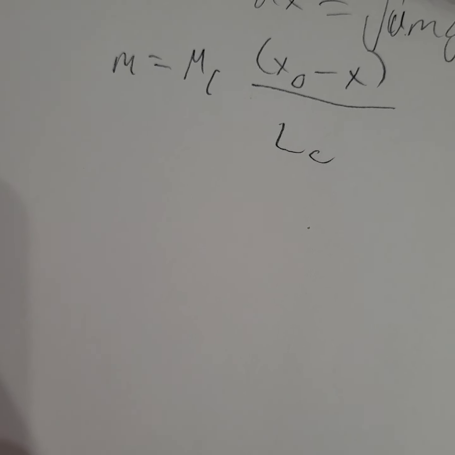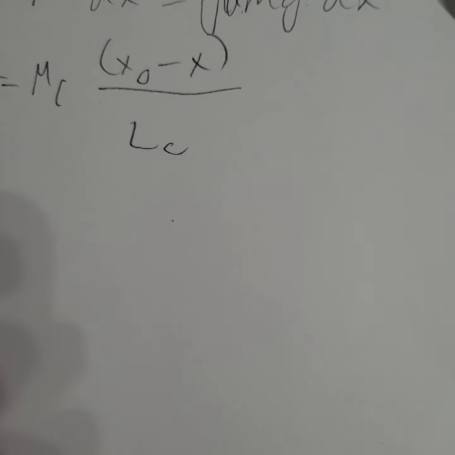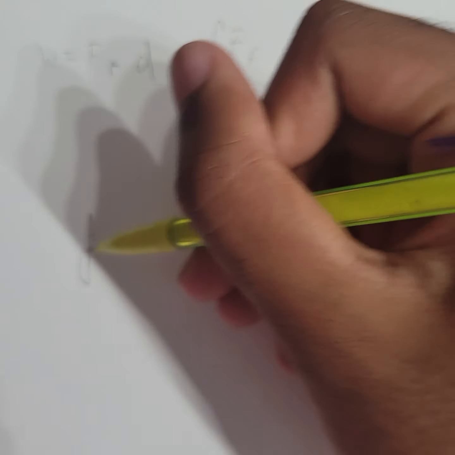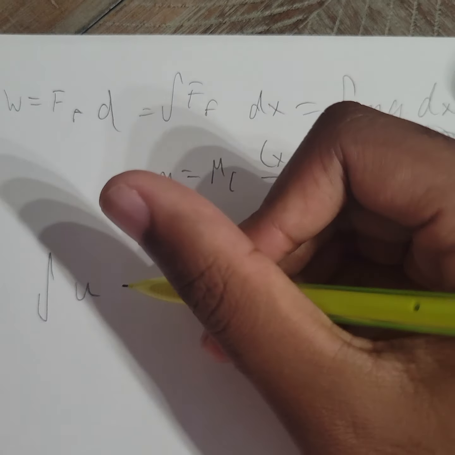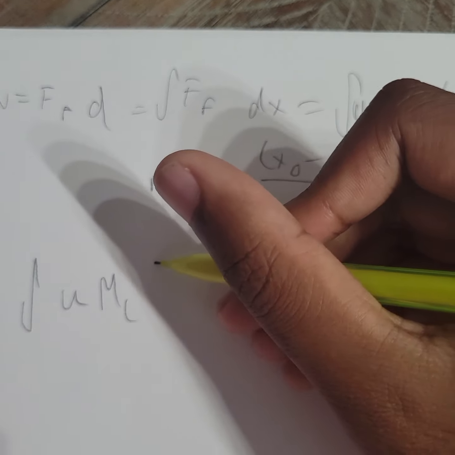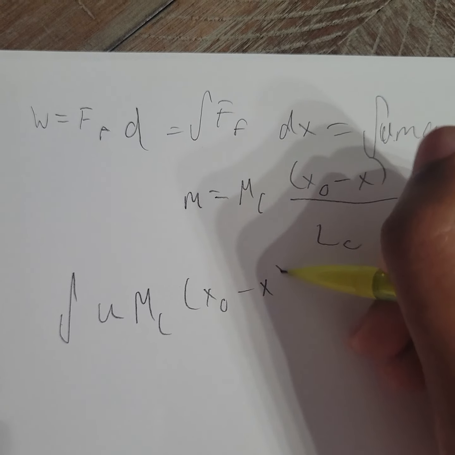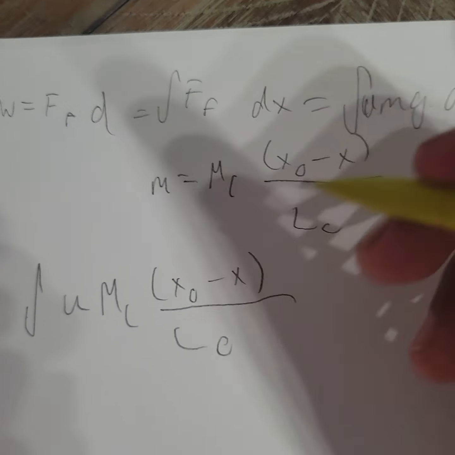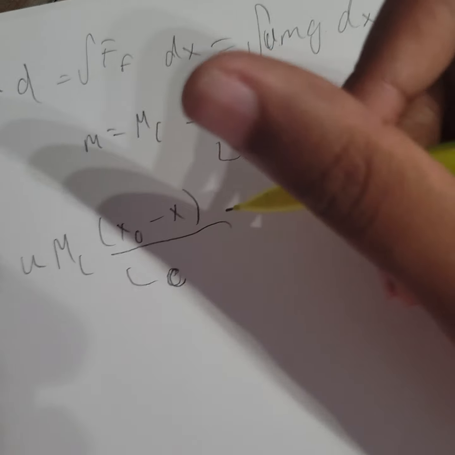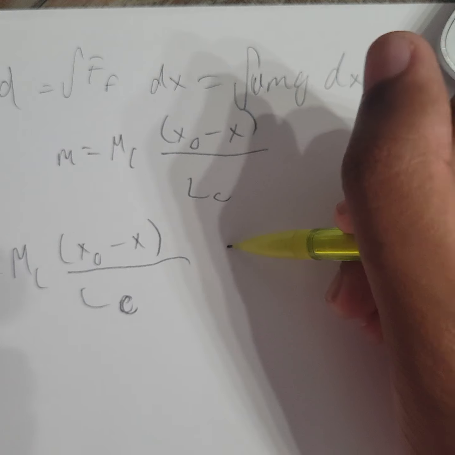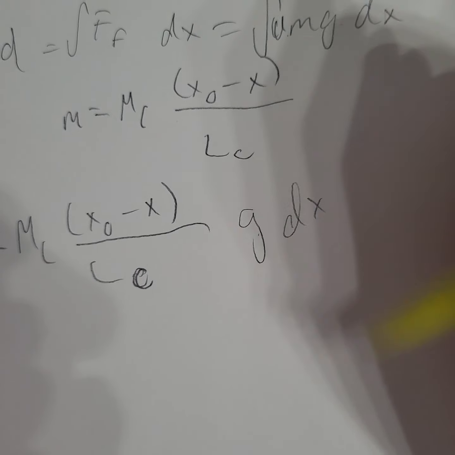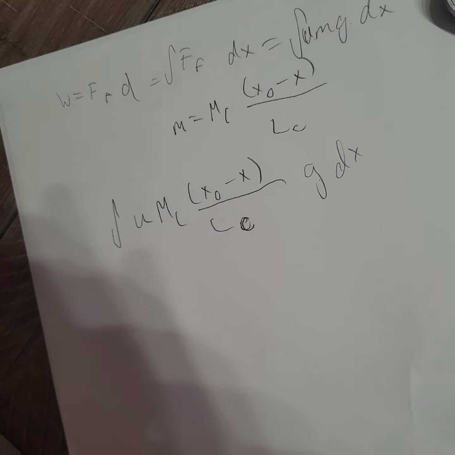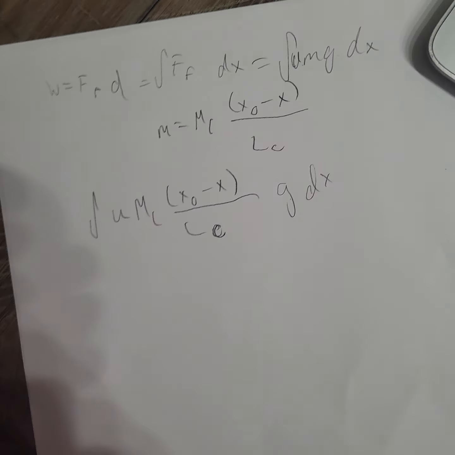So then you're just going to plug this in for the mass, and you're going to get mu times the mass of the chain times (x0 minus x) over L, the length of the chain, times g dx. And then you would just solve this integral by taking the integral of it.